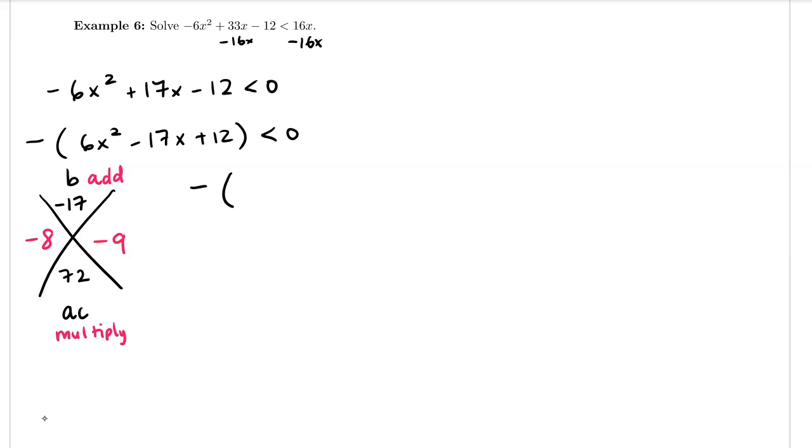Now I'm going to make sure to remember my negative sign. Then I'm going to write 6x², and the middle term, -17x, is going to get broken up into -8x and -9x, and then everything else stays the same. And what I'm doing ultimately is this -8 corresponds to this -8, and this -9 corresponds to this -9. The reason that we're breaking them up is so that now we can rely on factoring by grouping.